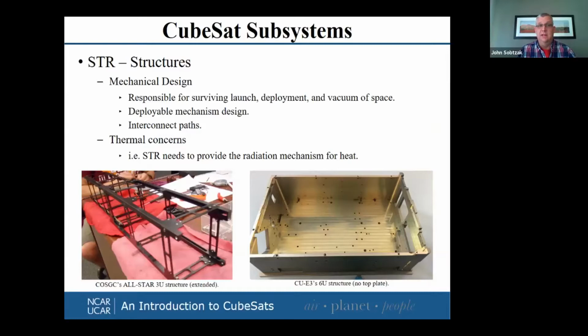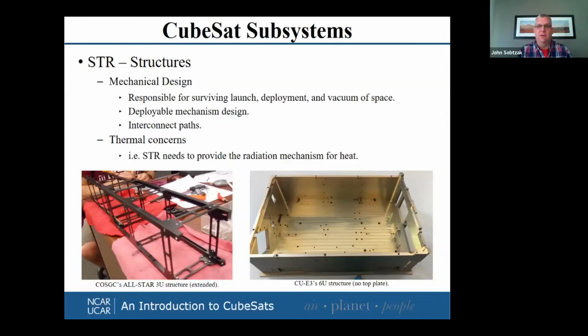It includes the design of any deployable mechanisms. If you have a solar array that must deploy, or a radio communication antenna you want to put out, or a piece of instrument you want to move away from the CubeSat, it all falls into the structure sub-design. One of the pieces that often gets overlooked is the interconnect paths of the wiring that has to go in. I've seen a lot of CubeSat structural models where they have all the parts in there, they're nicely modeled, but they don't have any of the wiring in place. And you go, how are you going to connect those? And they're like, oh, wait a minute. And you have to go back and move some parts around.